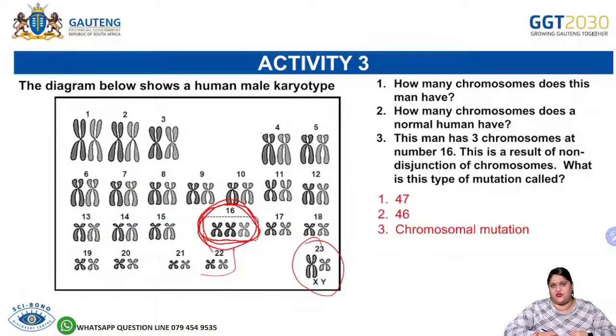So that's very important to notice, because when learners see this question, they just see non-disjunction and they see mutation and they think Down syndrome. But it can only be Down syndrome if it affects number 21. And this one is affecting number 16.